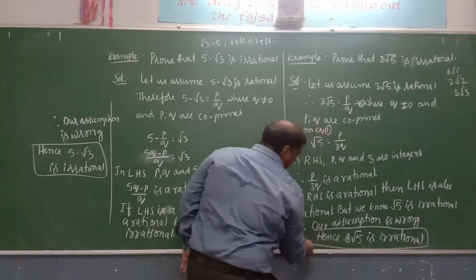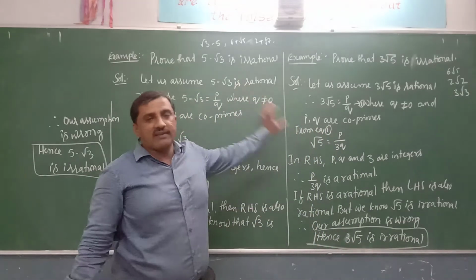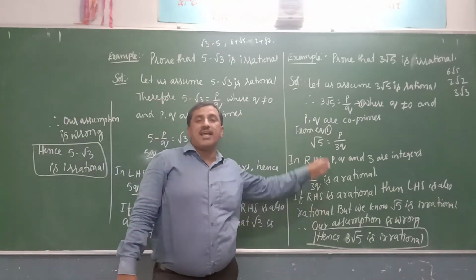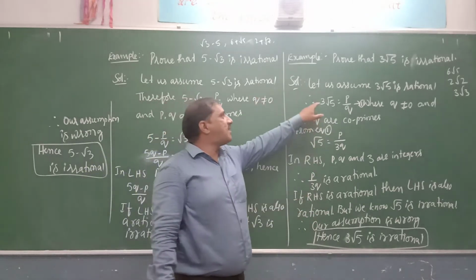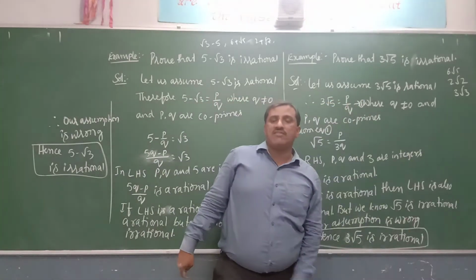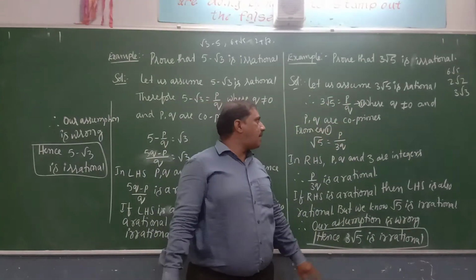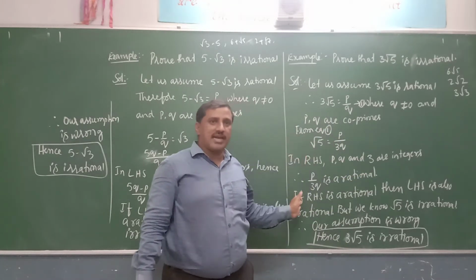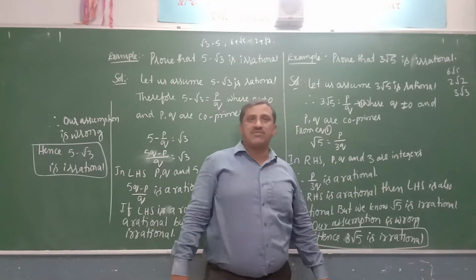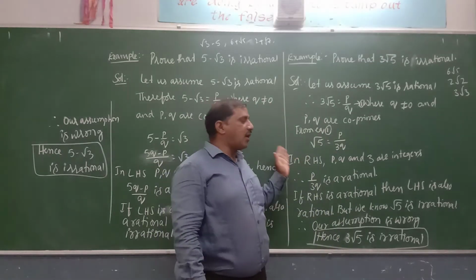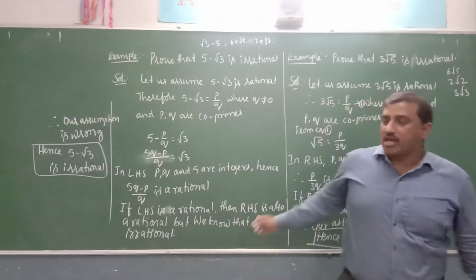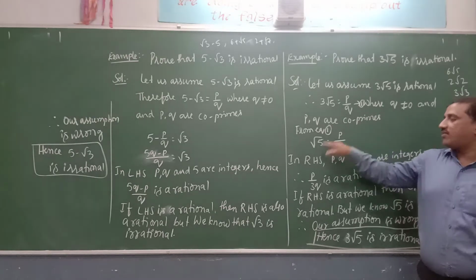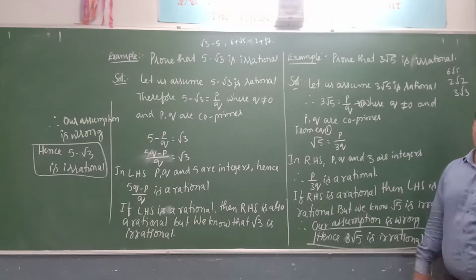Hence 3 root 5 is an irrational number. For the given number, we take that it is not irrational. When it is not irrational means it is rational. So every rational number can be written in the form of p by q, where q is not equal to 0 and p, q are co-primes, and by transposing, keeping the root, that is the irrational number, on one side, the other values we shift to the other side. Then we know that p, q and the other numbers are integers, therefore the whole part will be a rational number. When the RHS is a rational number, the LHS should also be a rational number.